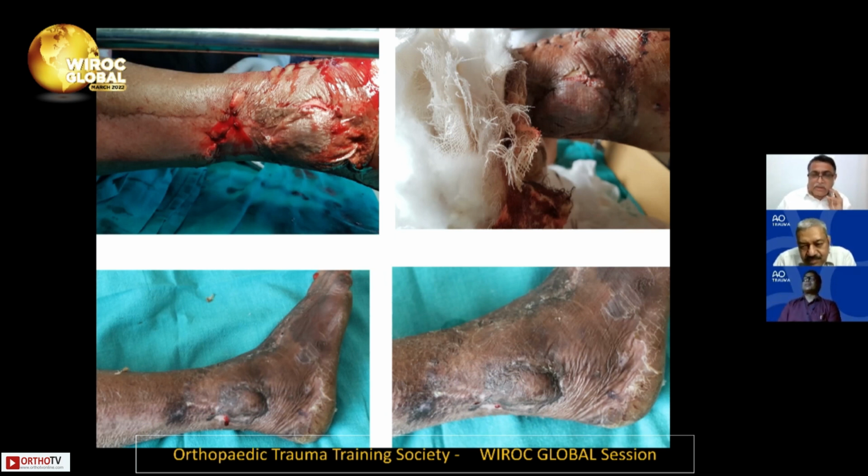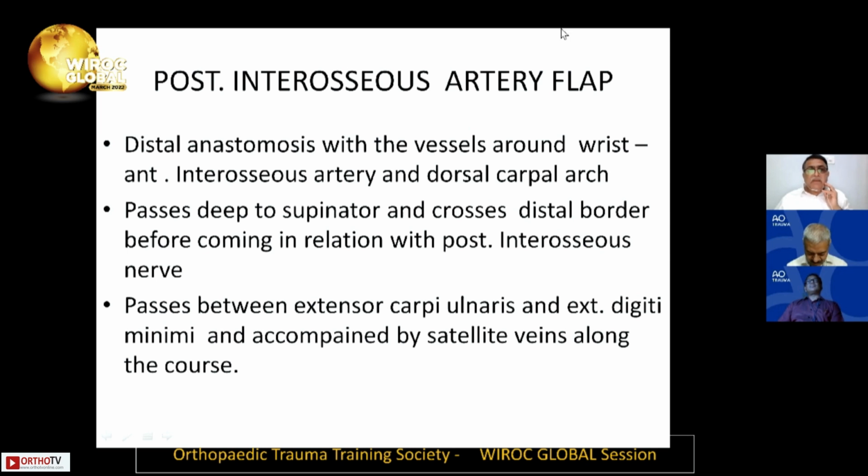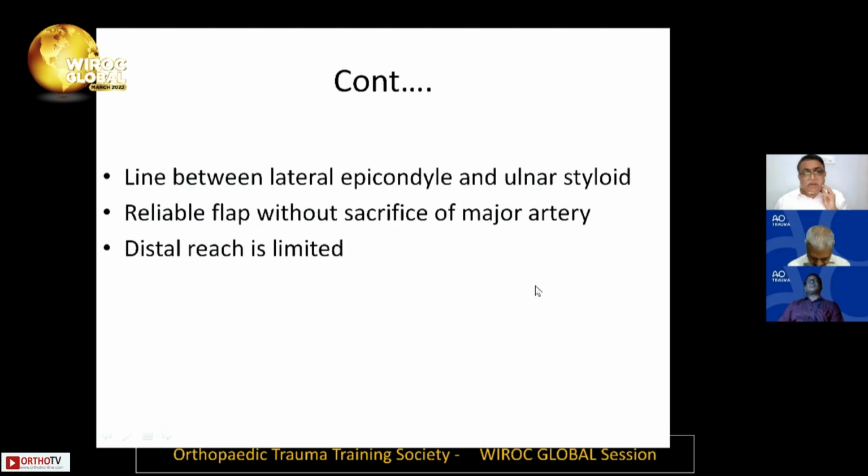So you can get good coverage over the area along with a good vascular supply through the muscle flap. One example I have taken from the upper extremity is the posterior interosseous artery forearm flap. The distal anastomosis is with the vessels around the wrist joint, with the anterior interosseous artery and dorsal carpal arch. The artery passes deep to the supinator and crosses the distal border before coming in relationship with the posterior interosseous nerve. So this is one of the reliable ways of coverage over the dorsal aspect of the hand, although the distal reach is limited. This flap is very reliable without sacrificing the major artery.